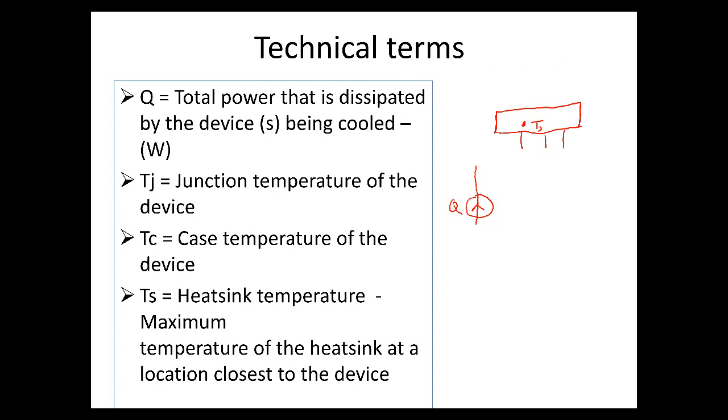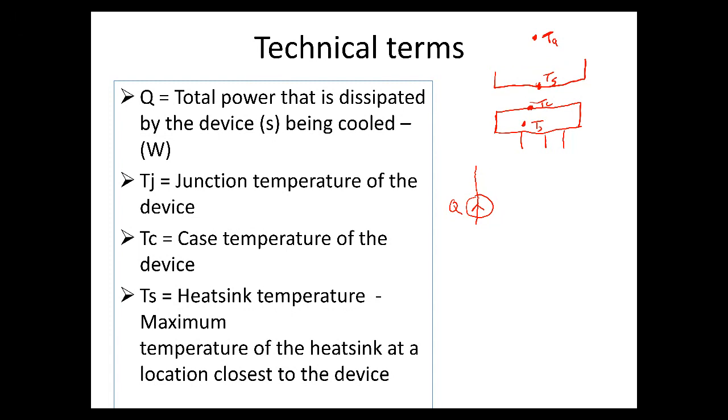Junction. Turn right here, so that's your case. And this is a sink you're going to attach. So here's the temperature of your heat sink. And then that's the outside here, the ambient. Right, so you want to get this heat out from the junction of the device. The heat comes up to the case, that's the surface of the device.